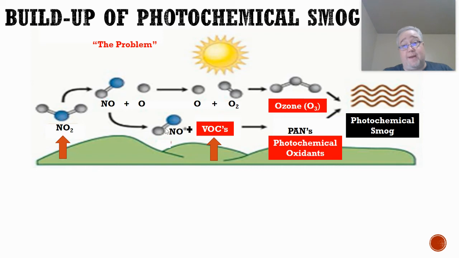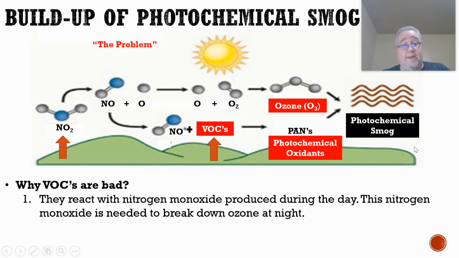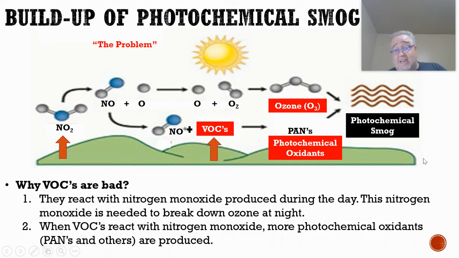Now, this nitrogen monoxide, you have to remember where it comes from, right? This stuff is going to be used to break down the ozone at night. So now, instead of eventually breaking down the ozone, it's going to react with those VOC compounds, and it's going to create something called PANs. Now, PANs are a group of chemicals that are not good. These are things that, again, you don't want to breathe in. They're things that can cause skin cancer.